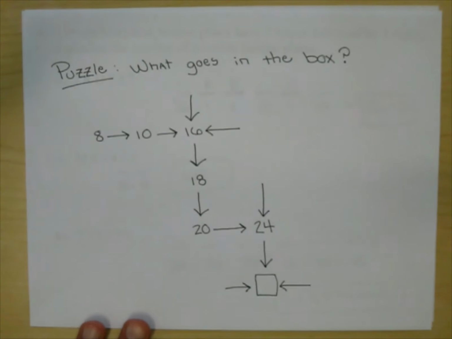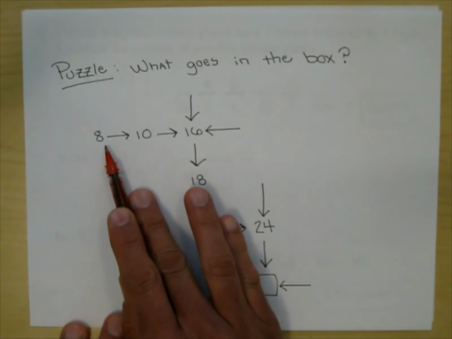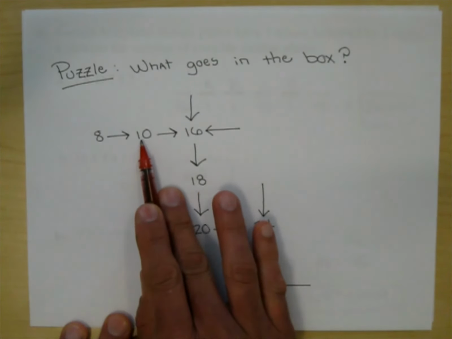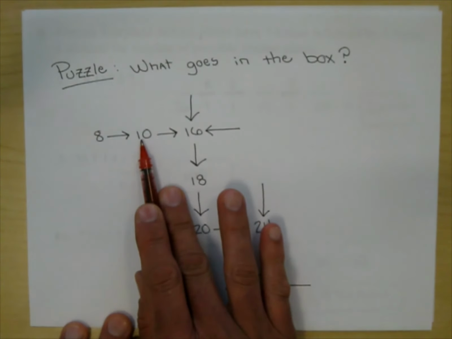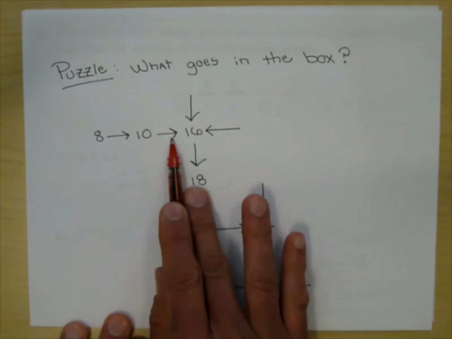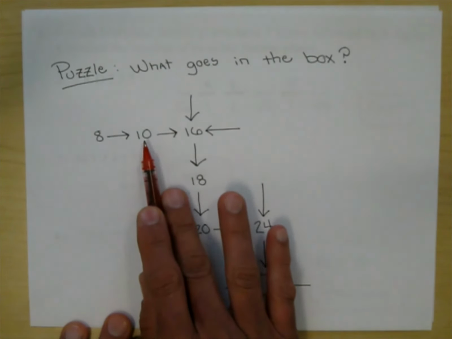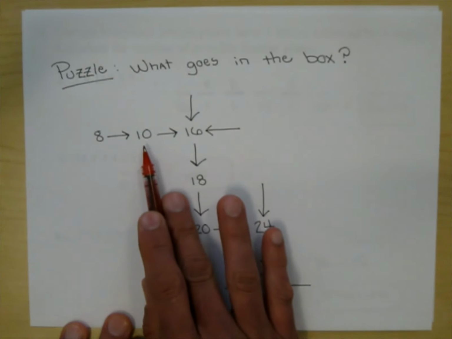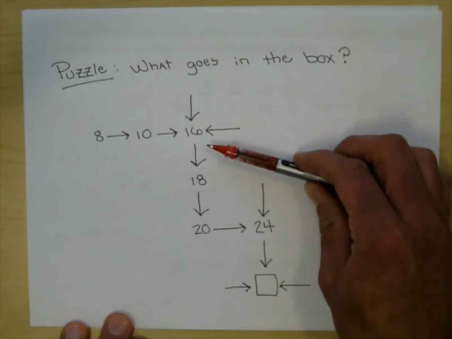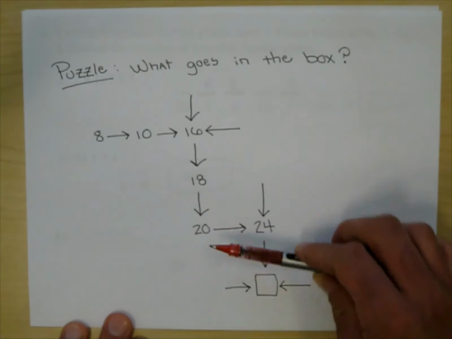So what goes in the box? And the answer is it has to do with the arrows. When one arrow hits the number, it says take the last number and add 2. So look at this. How many arrows hit this number? 1, 2, 3. So instead of just adding 2, you add 2 for each arrow. So 2, 4, 6. So 10 plus 6 is 16. So we have 1 arrow going into that. So we just add 2. 1 arrow, we add 2.